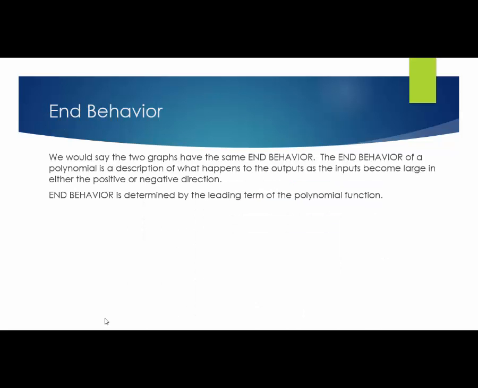Well, we would say these two graphs have the same end behavior. The end behavior of a polynomial is a description of what happens to the outputs as the inputs become large in either the positive or negative direction. And here's the big claim we're going to make. End behavior is determined by the leading term of the polynomial function.